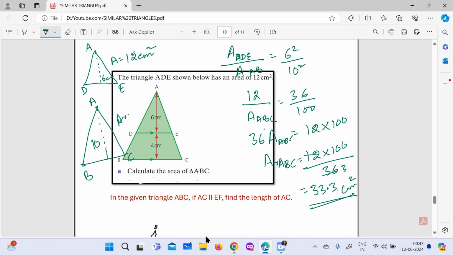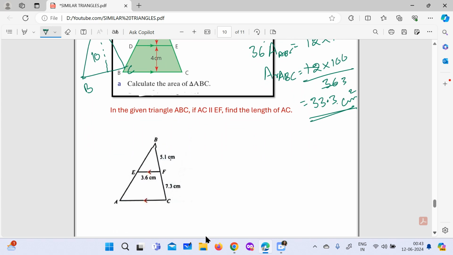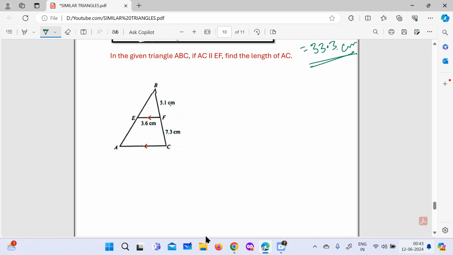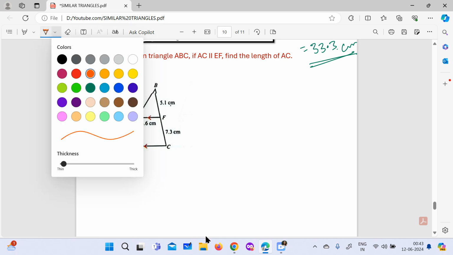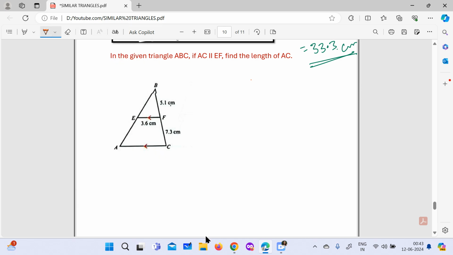Now let's see. I guess we are left with one or two more questions. So let's see this one. In the given triangle ABC, if AC is parallel to EF, find the length of AC. So it is already mentioned here, EF is parallel to AC, and then we have to find the length AC. Now when we look at this carefully again, here you have two triangles.